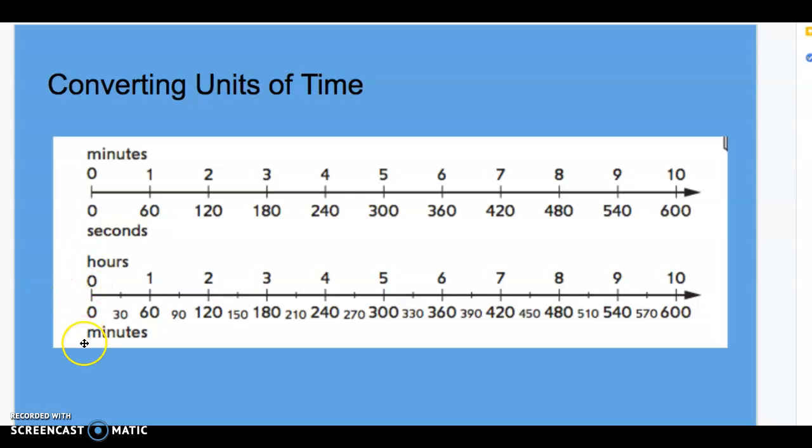To use my hour to minutes scale, if I was asked, how many hours are in 360 minutes? I'd find my minute side, find where 360 would be, and scale up to notice it's 6 hours. Take some time to use this scale today as you're doing your work. But let's do a little bit more review.